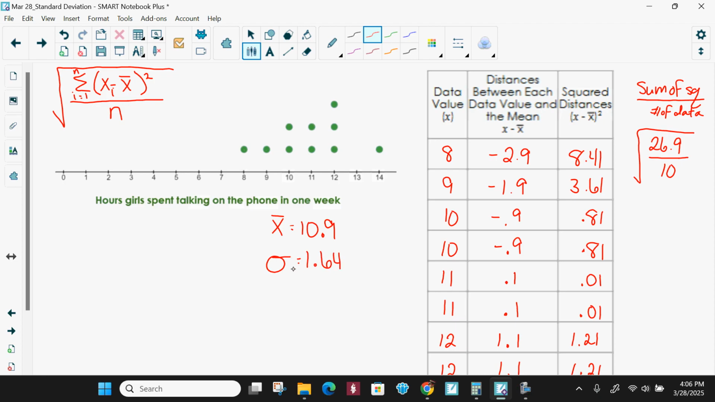So that's a small number, not real big. That tells us that we have a small spread for our data. Now this symbol here is a lowercase sigma. This is the uppercase sigma, that big E looking thing. This is lowercase, and it stands for standard deviation. It's the notation for that. Okay, so we have a spread of 1.64 and a mean of 10.9.